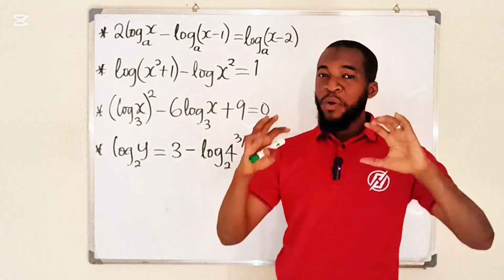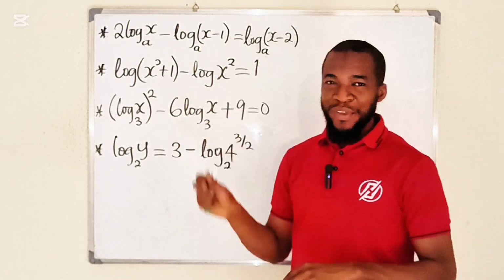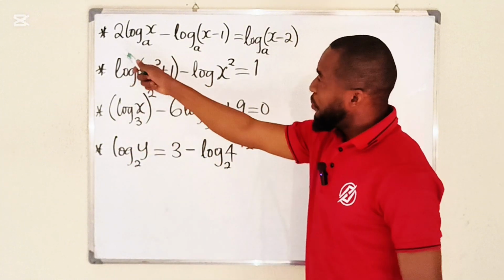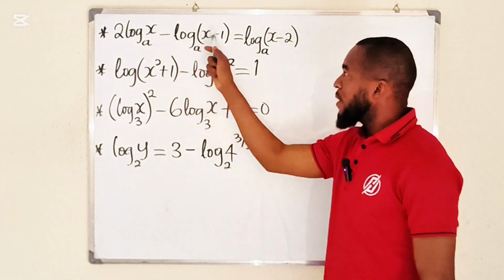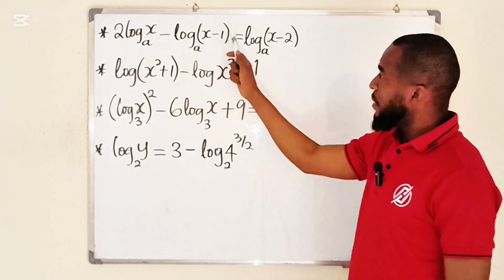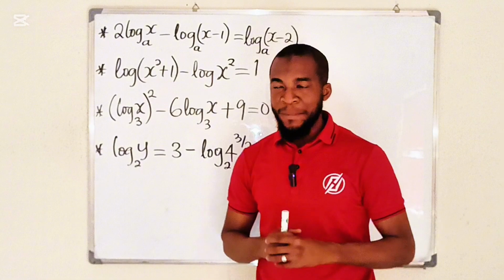In this tutorial, we are going to provide a solution to these four interesting logarithmic equations. The first equation is 2 multiplied by log of x with the base of a, minus log of x minus 1 with the same base a, equal to log of x minus 2 with the base of e.